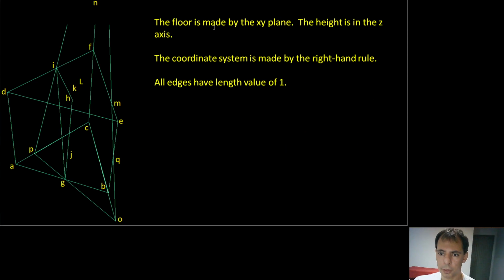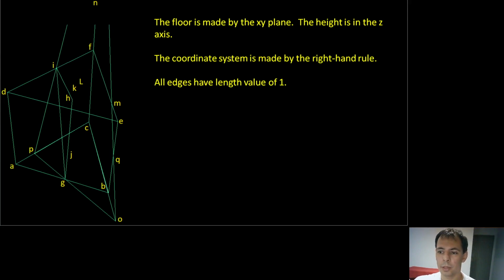You gotta make some assumptions here. So the floor is made by the XY plane. Okay, so this is X right here, and this is Y. All right. So from A to B goes along the X coordinate. From G to C goes along the Y coordinate, and from B to E, from A to D, from C to F, you're going along the Z coordinate, the Z axis.